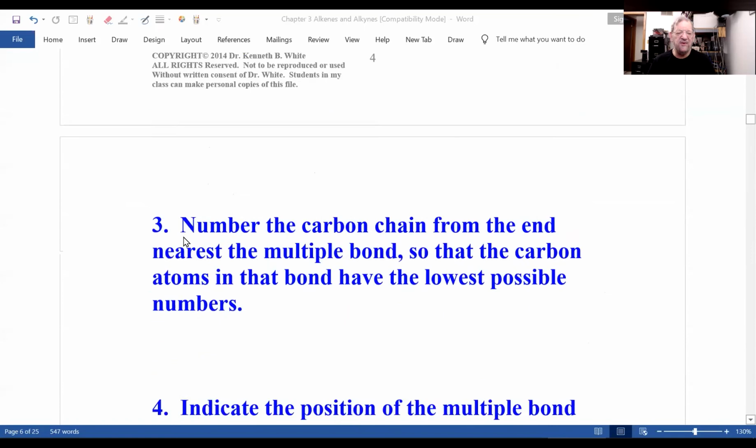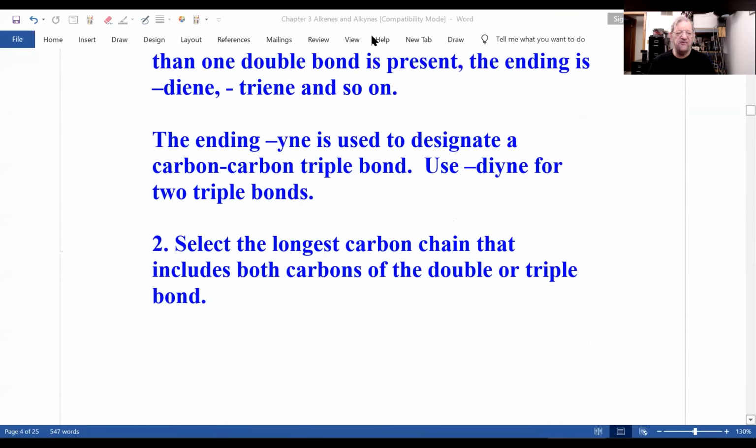Now, if we go back to the beginning, you'll see the ending YNE is used to designate a carbon-carbon triple bond. Forget about it, I won't put any 2 triple bonds, which would be diyne. And still the longest chain, you find that and name it, and let's go do some.